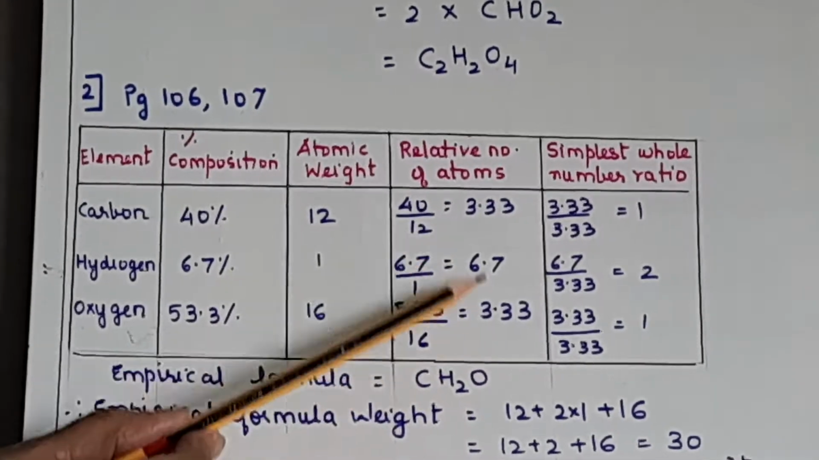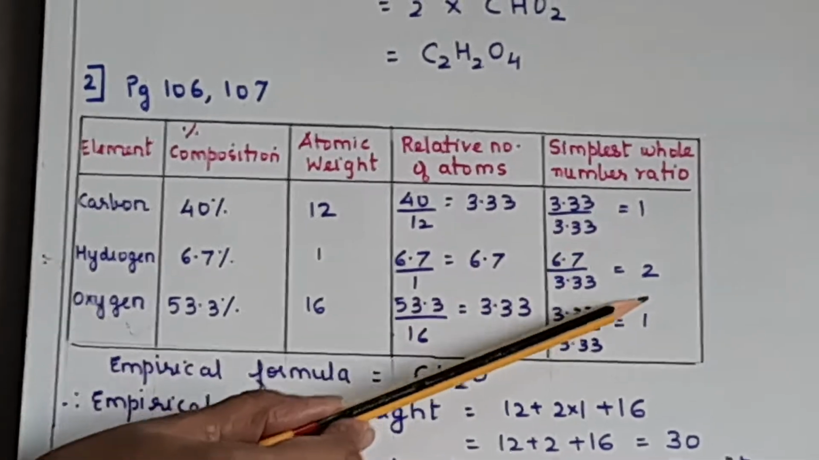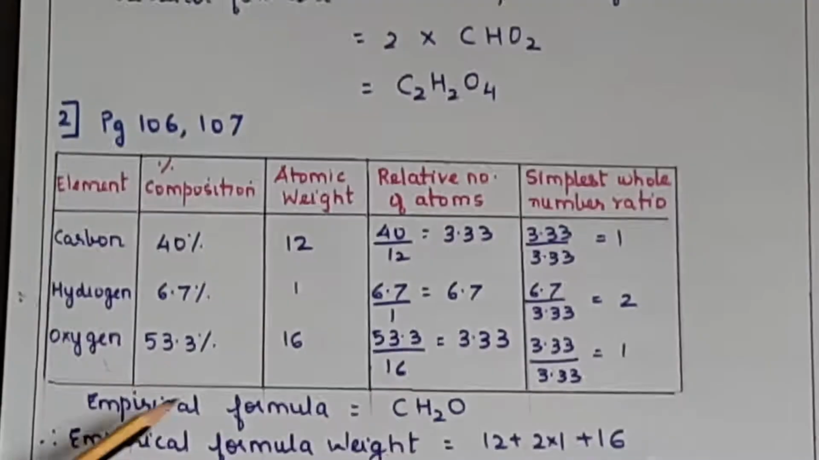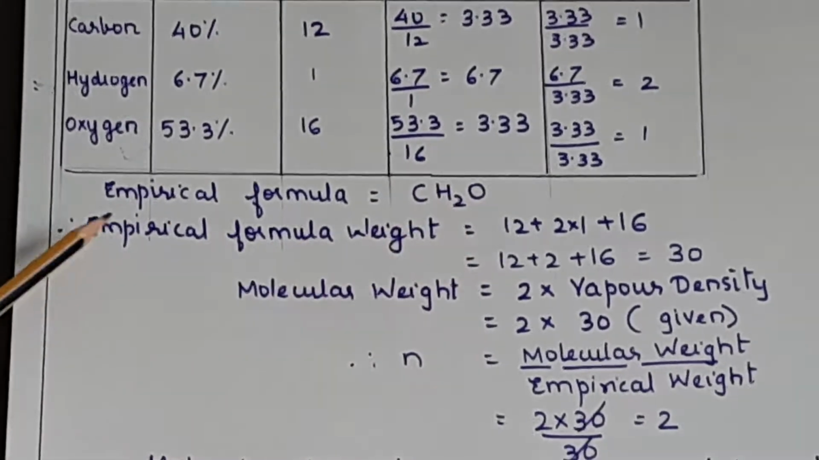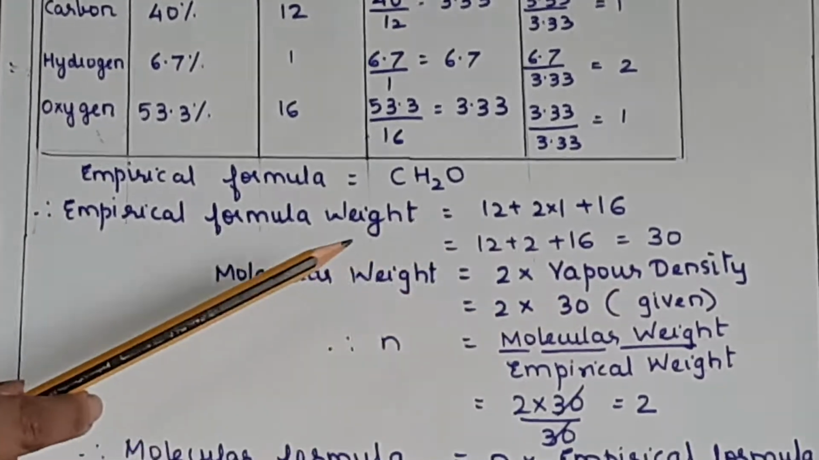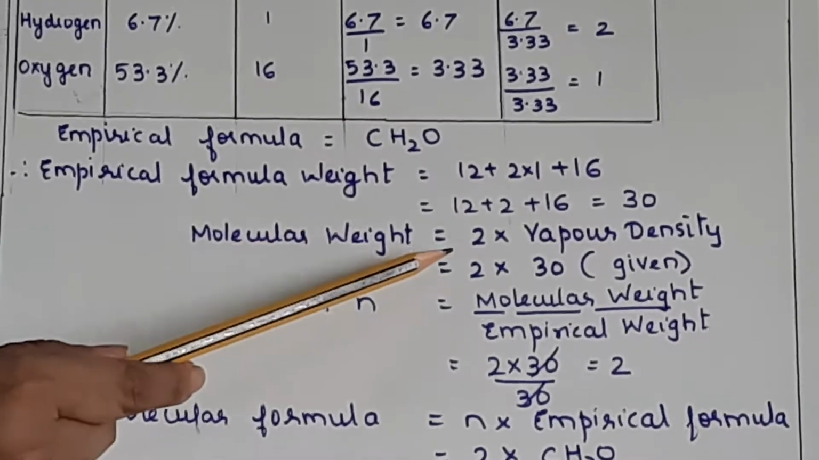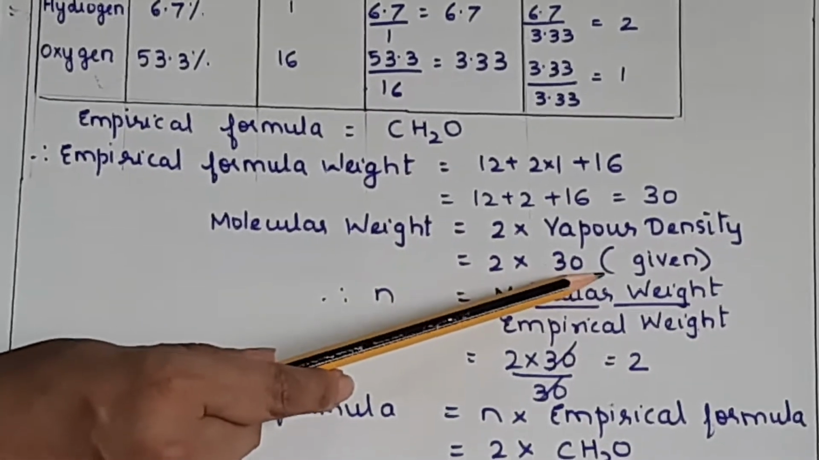So 3.33 is the least, so divide throughout by that. So 1, 2 and 1 will be the simplest whole number ratio. So empirical formula will be CH2O. Find the empirical weight as usual, that comes to 30. Now here in this sum they have given you the vapor density. Molecular weight is 2 into vapor density. So just write 2 into 30 and leave it as it is.